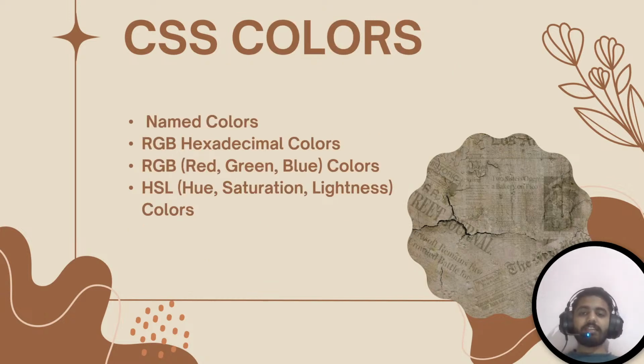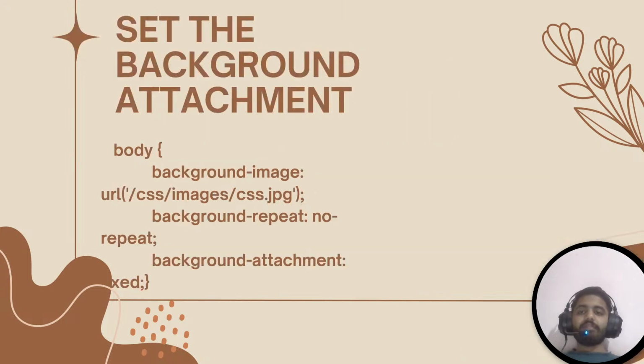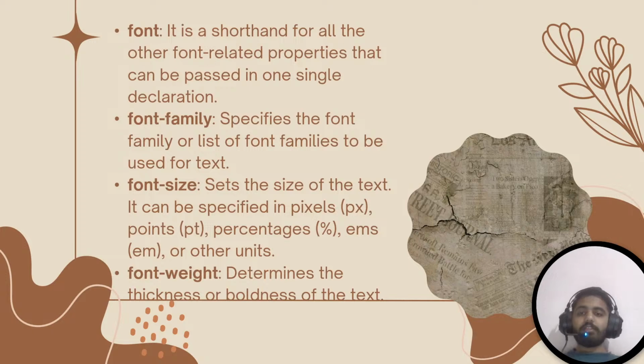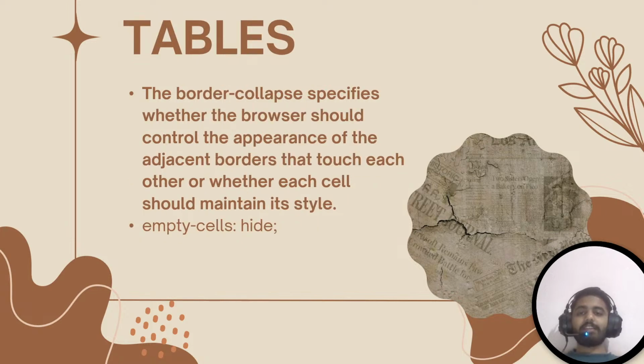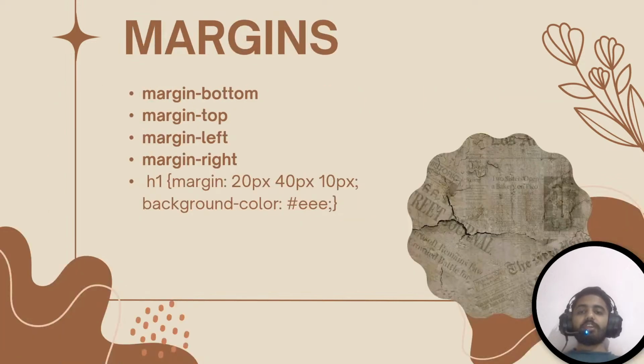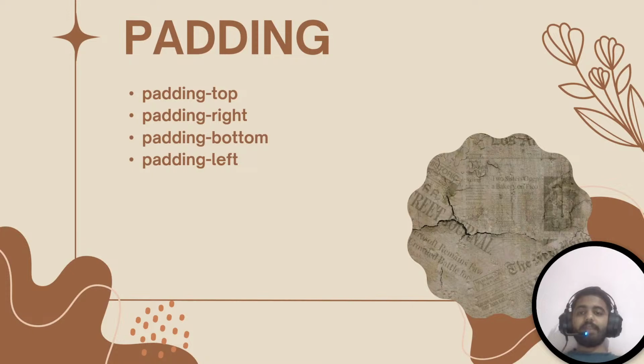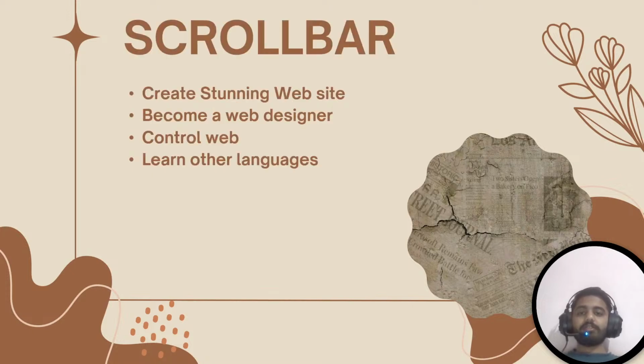Then we saw CSS colors, the different ways you can use them. Then we saw how you can attach a background image. Then we saw fonts, how you can design your fonts. Then we saw images, links, tables, borders, margins, lists, paddings, cursors, and scroll bar. So we have seen till scroll bar, correct?